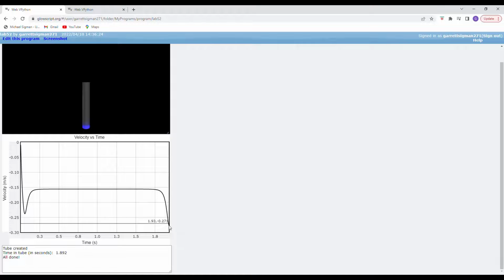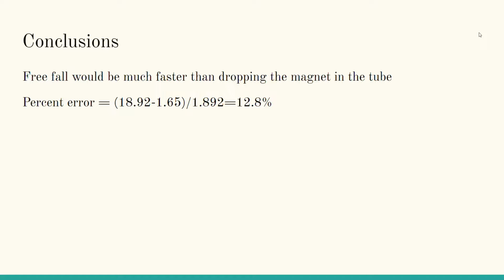And you can see on the graph that at about 1.892 seconds the magnet has reached the bottom of the tube. From this, we can calculate that free fall would be much faster than dropping the magnet in the tube, and it would be faster by about 12.8% than just a normal free fall.